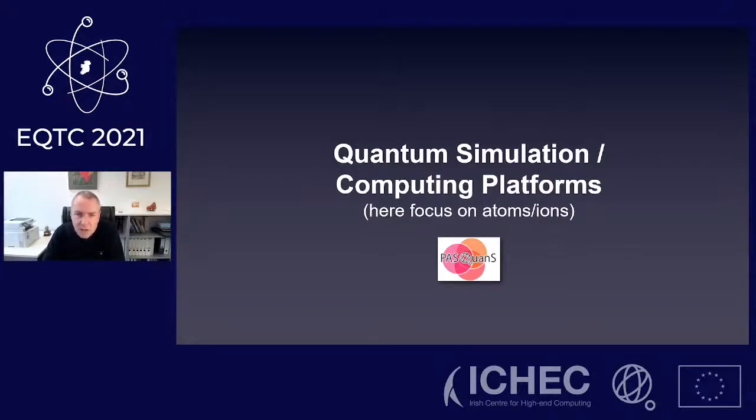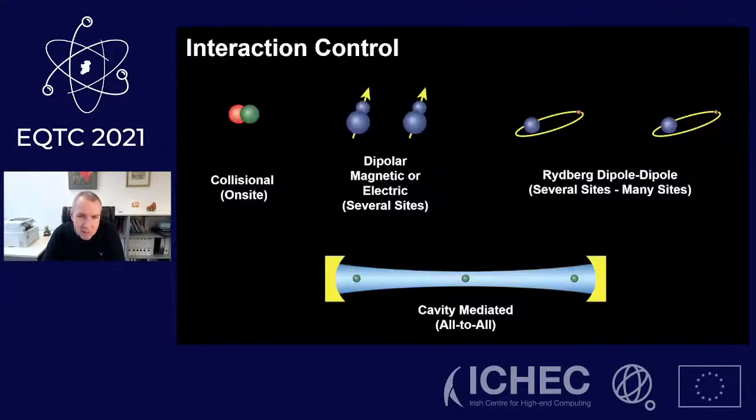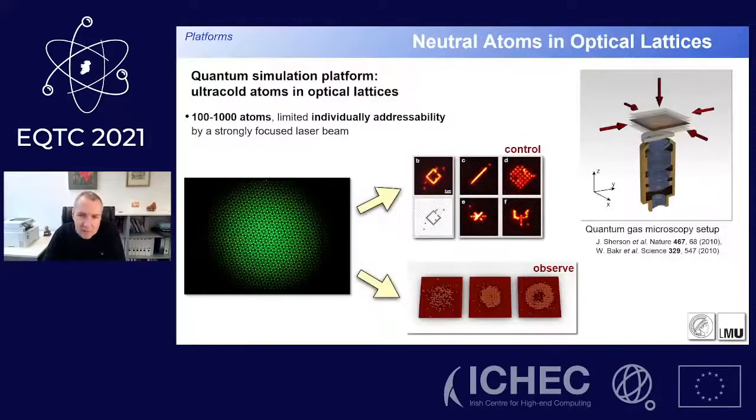a little bit of what we can do with these systems and focus on the atoms and ions, which are prominently studied in the PASQUANS consortium, for example, in the context of the Quantum Flagship, a consortium that I'm actually a member of. So there, typically you're dealing with atoms, ions, or molecules where you want to control the interactions between them. And the interactions one has at hand for creating entanglement in the system are collisional interactions, dipolar magnetic or electric interactions, Rydberg dipole-dipole interactions, or, for example, cavity-mediated interactions when you place these systems into a cavity and have all-to-all interactions by the photons propagating back and forth in this cavity.